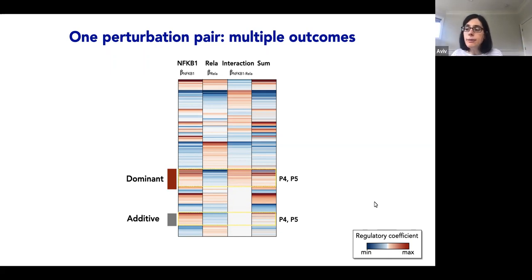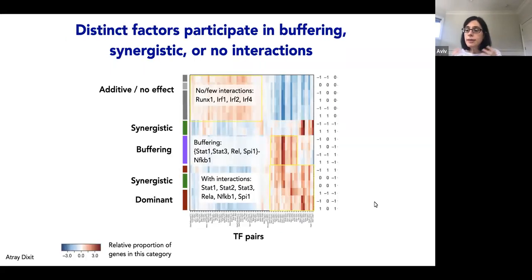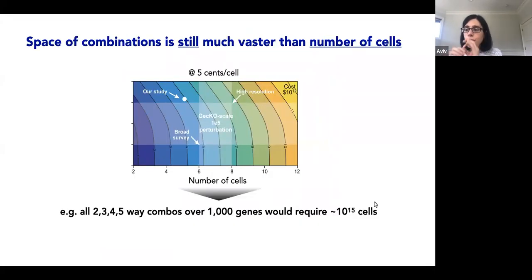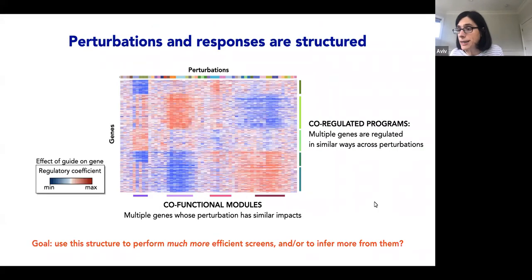And we obtained very similar results for several other pairs of transcription factors. And as a result, for each pair of transcription factors, we can quantify their relative impact in each of these classes of interactions. So technically, we can do such experiments, but we would still not be able to do a full combinatorial screen of, say, all the 2, 3, 4, and 5-way combinations, even across just 1,000 genes, let alone the whole genome. That one experiment would require 10 to the 15 cells. So is there some way of shrinking this problem and still making some progress and getting our answer?